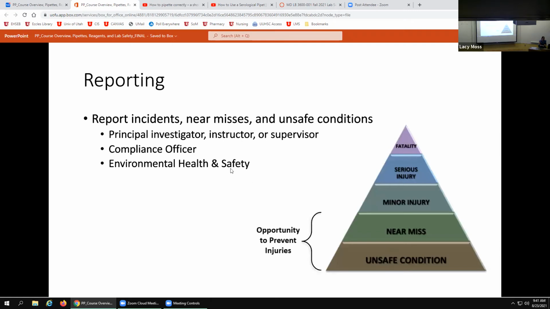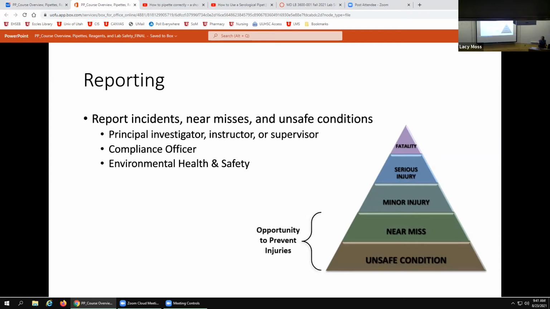All right, so reporting. So we want to report incidents and near misses. So even though something bad didn't actually happen, we want to report that it almost did. That way we can put some sort of control in place to prevent it from actually happening and having a bad event. So if you're just kind of like, that electrical cord looks a little sketchy, let someone know.